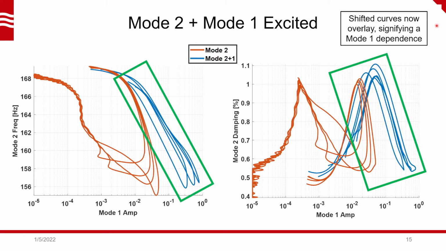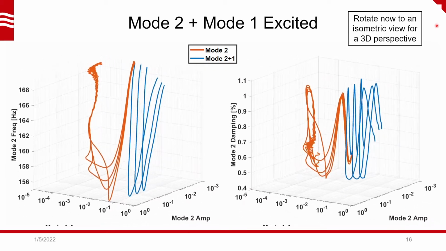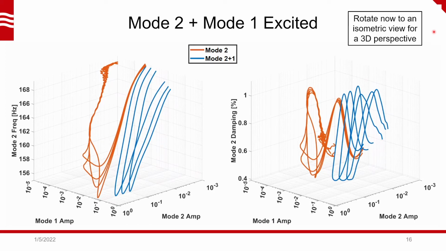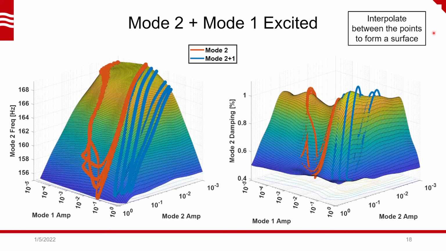Now if we rotate the view again to a more isometric 3D view, and use those points as a means of forming a surface by interpolating between them, basically like a 3D point cloud, then you get something like this.